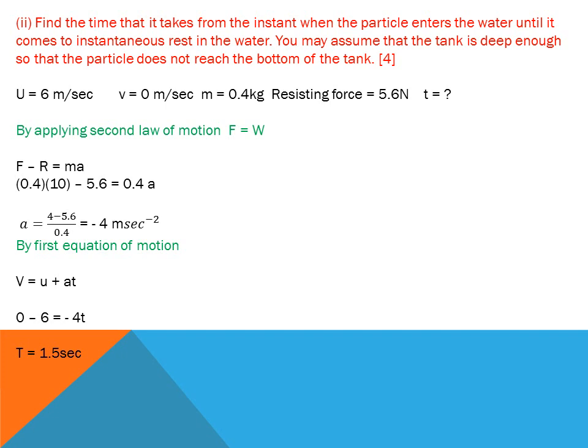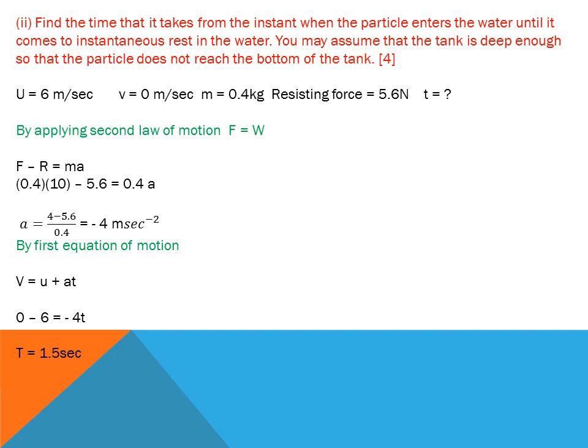According to the second law of motion, the force with which the object enters the water is its weight, so F is equal to W. We apply the second law of motion: the resultant force, F minus the resisting force, is equal to Ma. Ma means the object is moving with some acceleration.